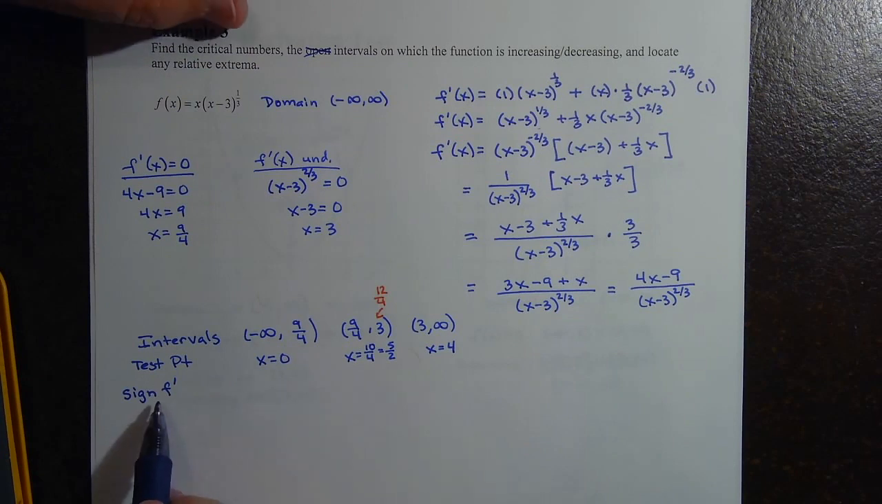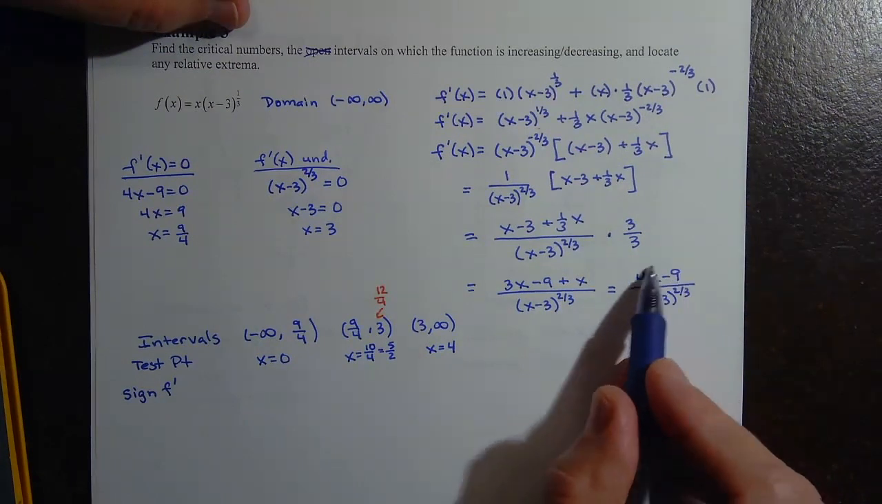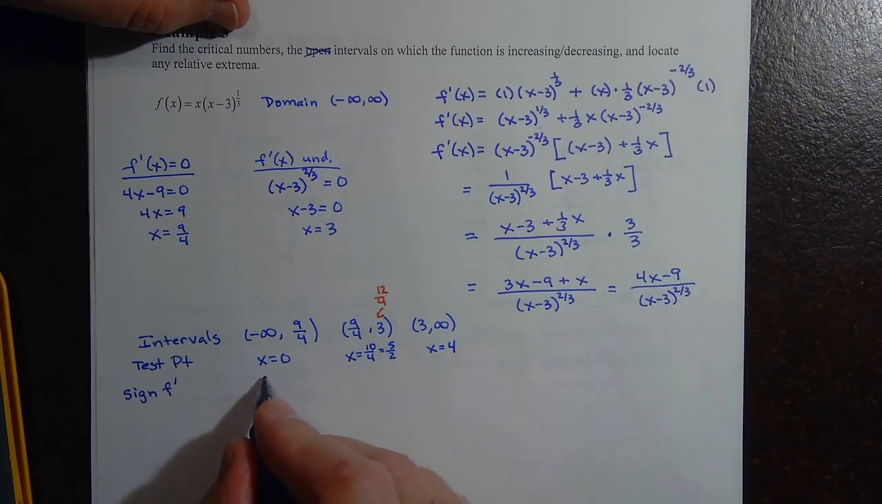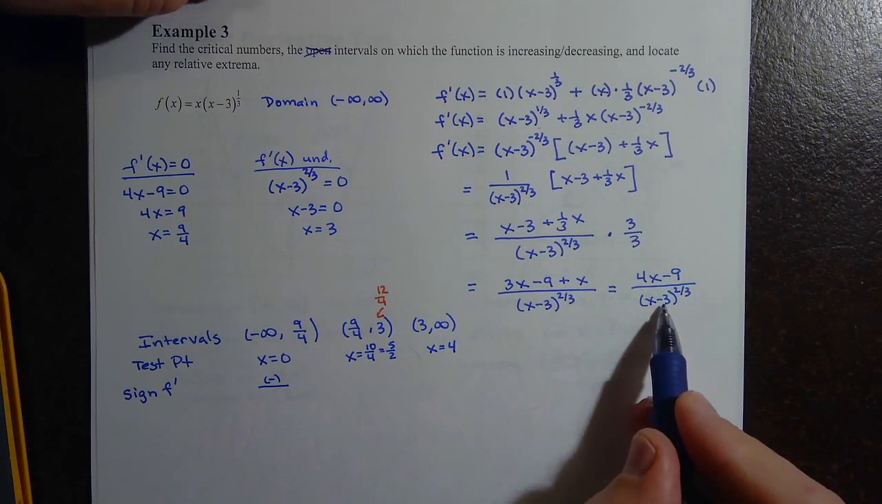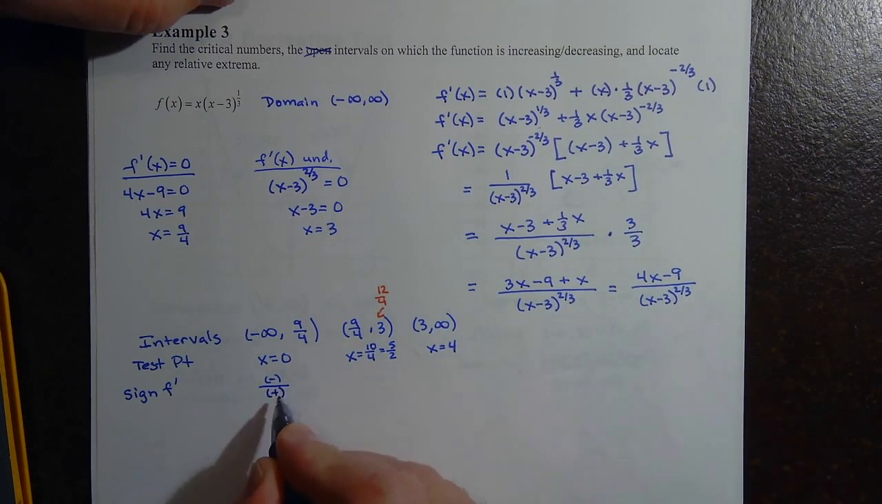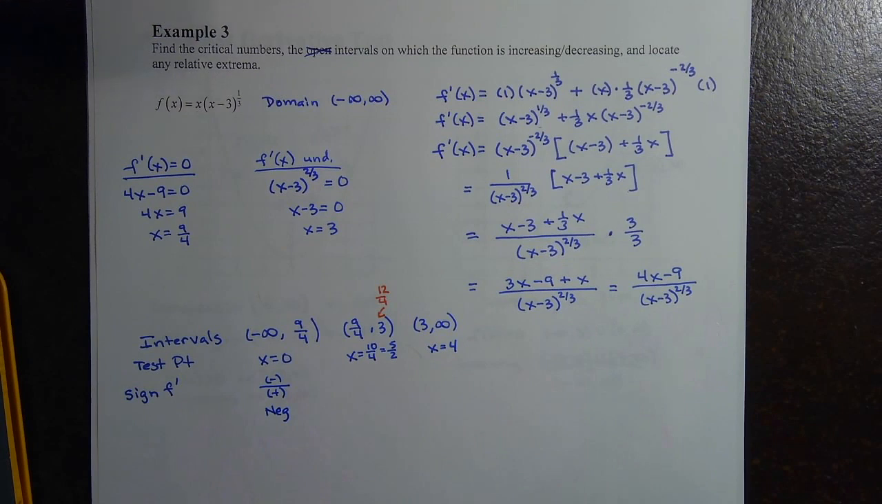We're looking at the sign of f prime, so we've got to put it into this one. If we put 0 into the top right here, that'd be 4 times 0 minus 9, so the top would be negative. And we'd be dividing by 0 minus 3, which is negative, but we're going to square this, so this would be positive. Negative divided by a positive is negative. So on this interval, it would be decreasing.